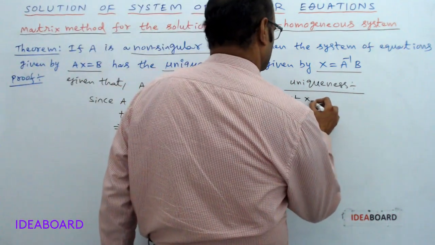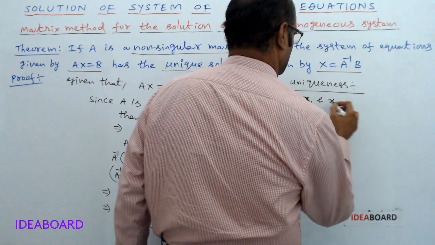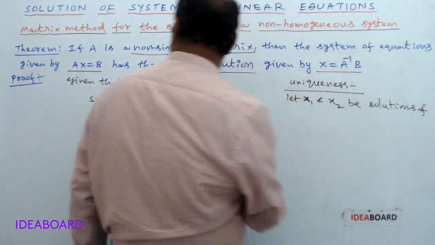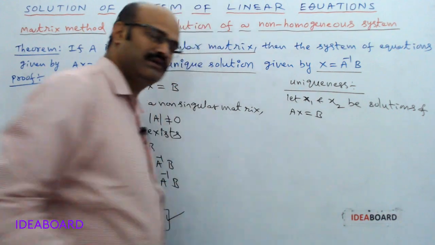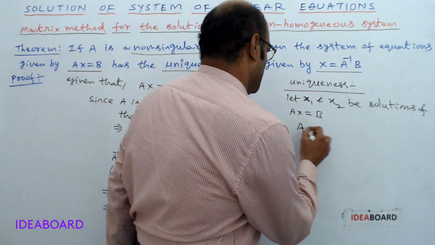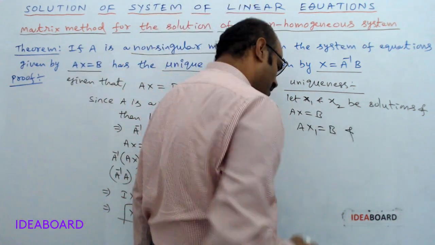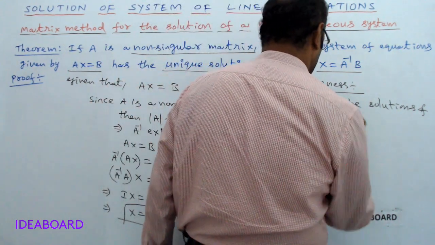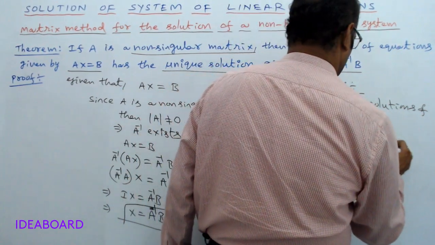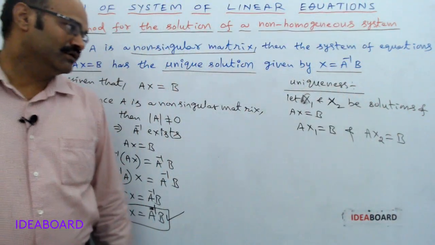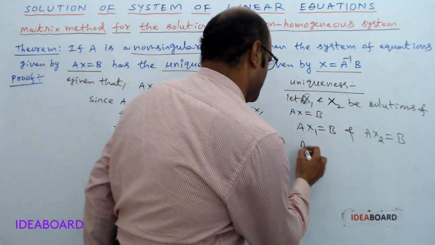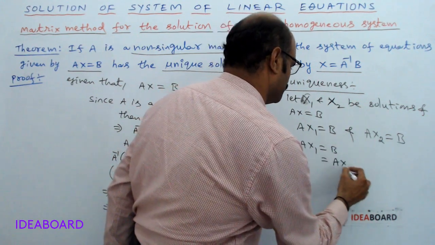Let x1 and x2 be solutions of Ax equal to B. Whenever x1 is a solution of this equation, we can take it as Ax1 equal to B and Ax2 equal to B. Now from these two we can say that Ax1 equal to B, but B equal to Ax2.